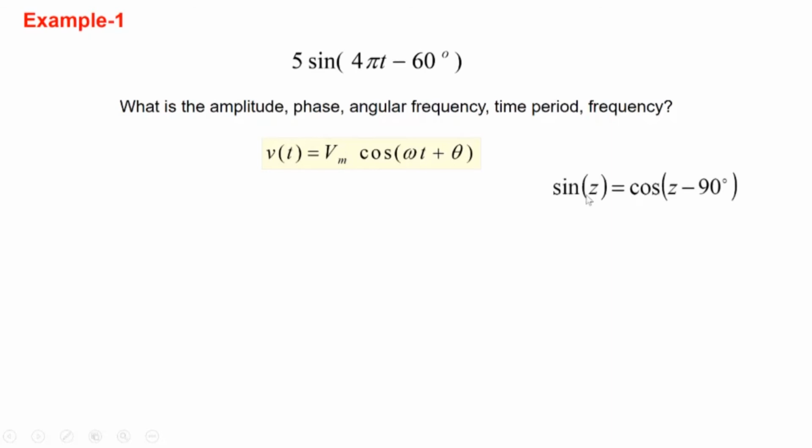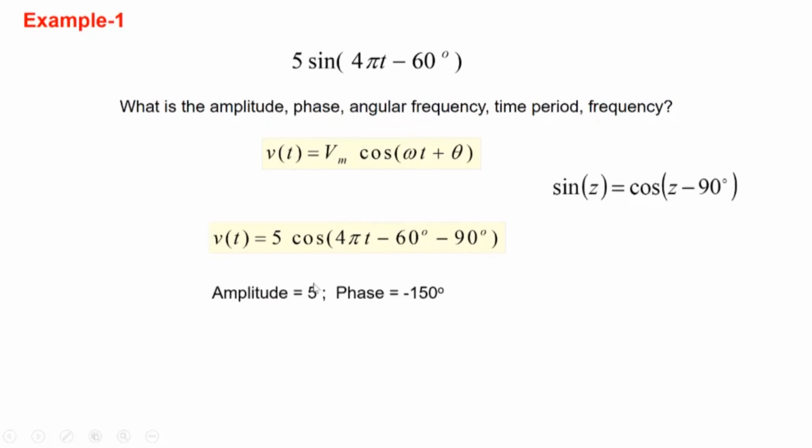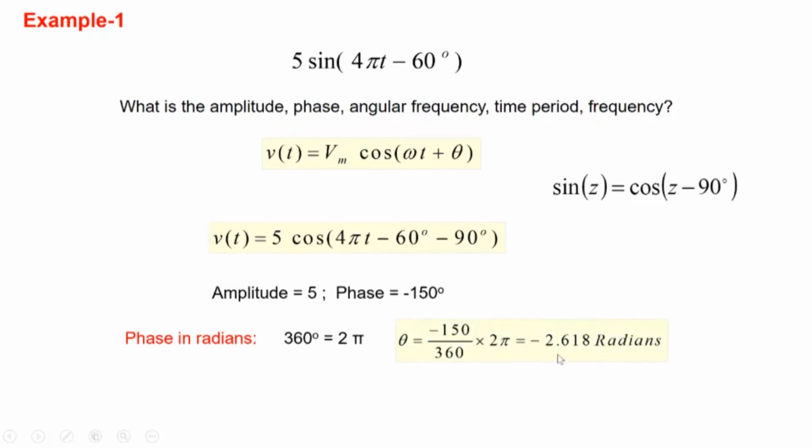So we know that sine and cos are related like this here. So we can write this signal here, v(t) = 5 sin(4 pi t - 60), as v(t) = 5 cos(4 pi t - 60 - 90) here. So we cast it in this particular form. And then the amplitude is 5. We just compare: amplitude is 5 and phase is -60 - 90, which is -150 degrees. Phase of the signal. Phase in radians, all of you know 360 degrees is 2 pi. So phase you can convert into radians.